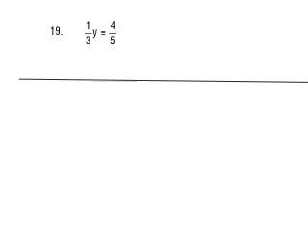Number 19, 1/3 y equals 4/5. Okay, again, we want to clear the fractions. We don't want to have to be adding, subtracting, multiplying, dividing fractions. So let's do that here. We can multiply both sides by the least common denominator. Turn it off and see if you can figure it out on your own, then come back.